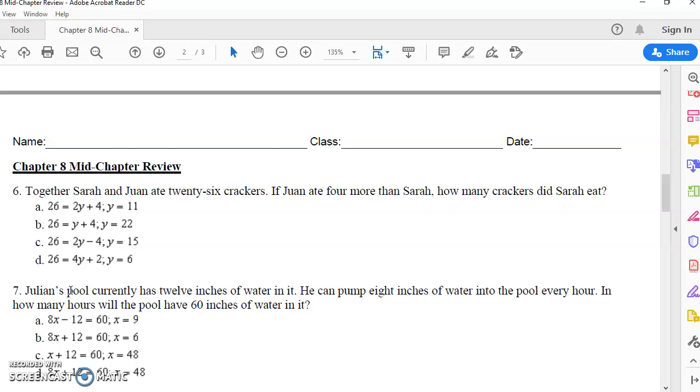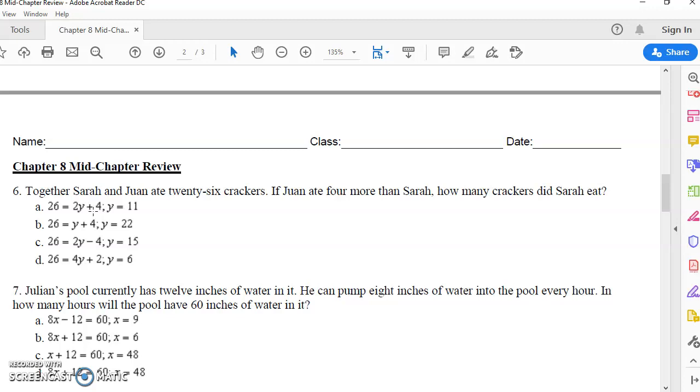So the first thing we want to do is read through the problem. Together, Sarah and Juan ate 26 crackers. If Juan ate 4 more than Sarah, how many crackers did Sarah eat? So what do we know? We know that Juan and Sarah together ate 26 crackers, so we're going to jot down 26. And it stated that Juan ate 4 more than Sarah, so I'm going to put 4 for what I know.